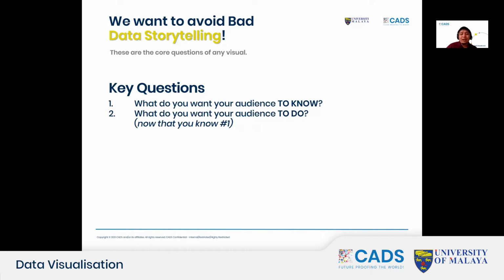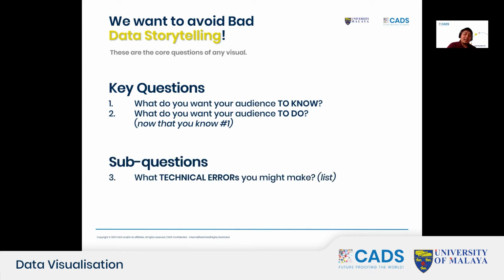So let's say they already know what kind of information you wanted to deliver to them. They already received the information. So what now? What should they do with that information? Okay, so these are the two main questions that you need to keep in mind when you are trying to design the visual: to make sure your audience know what the information is and what they should do with that information.